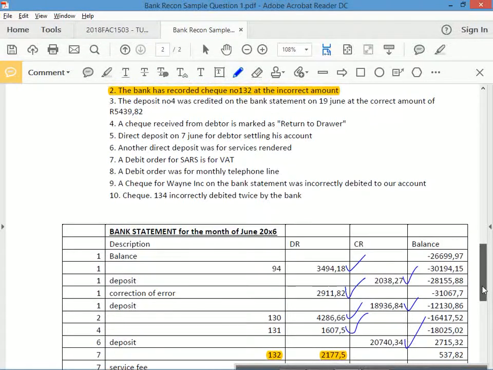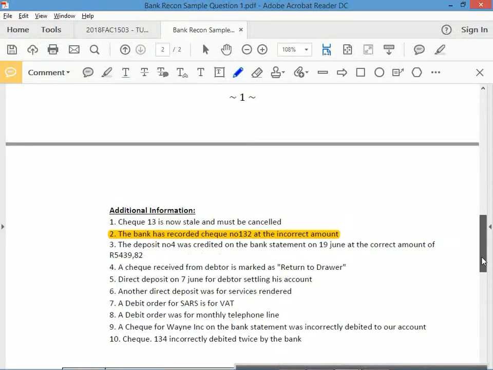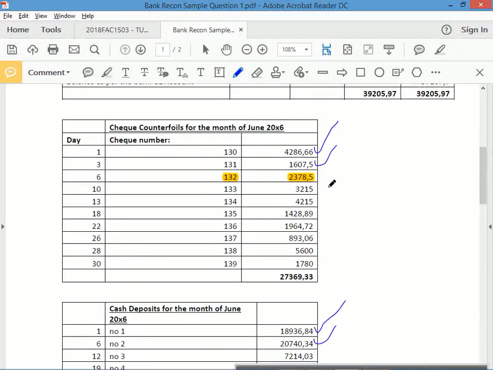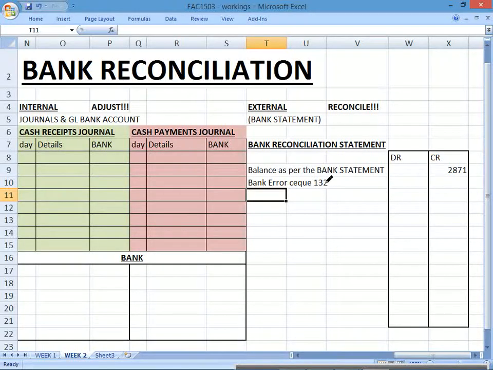Yeah, so the bank captured incorrectly. Check counterfoil. All right, so 2378.50. Let me just take the figures from here. We need to work it out, the difference. So 2378.5 minus, what was the other amount? 2177.5. There's the difference. 201.